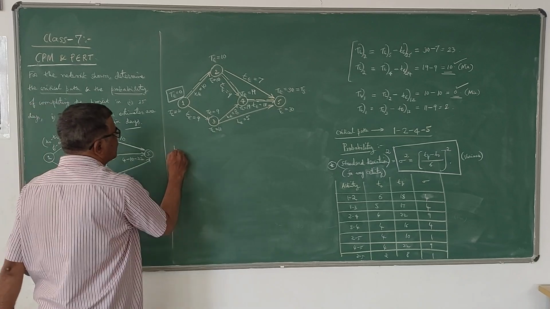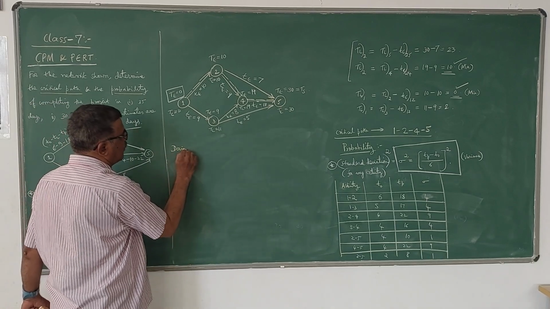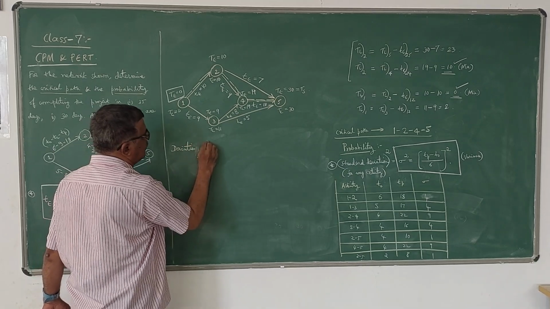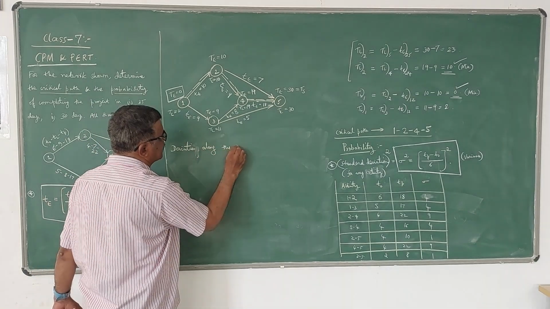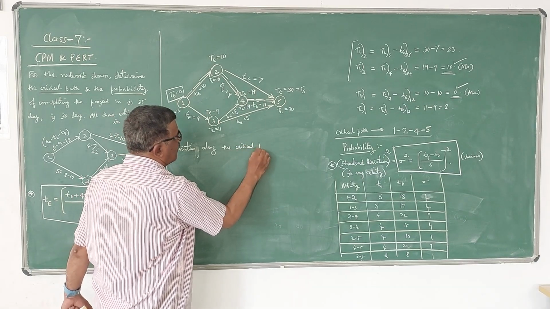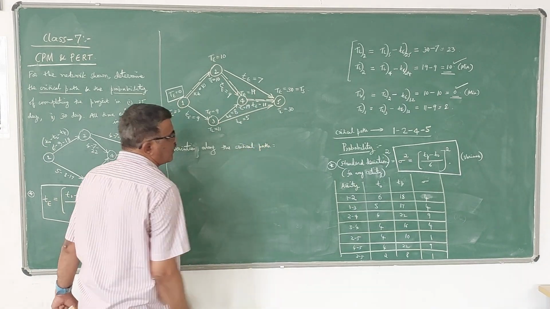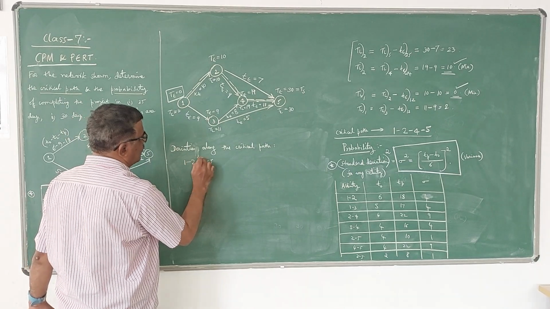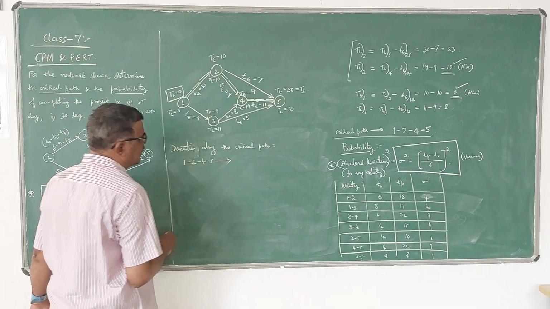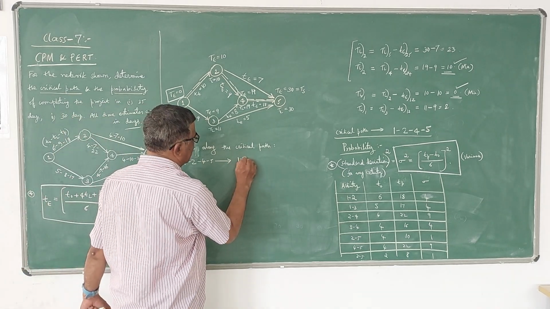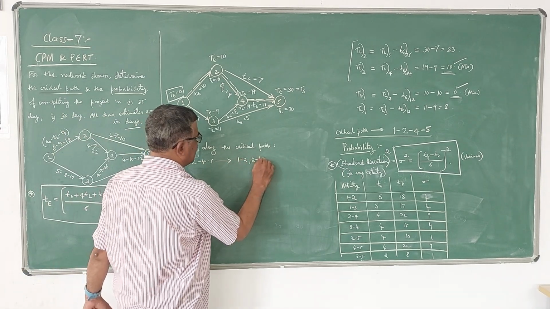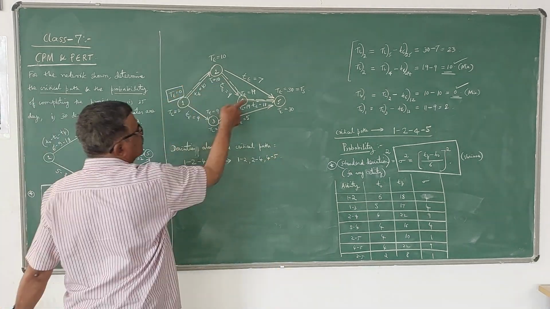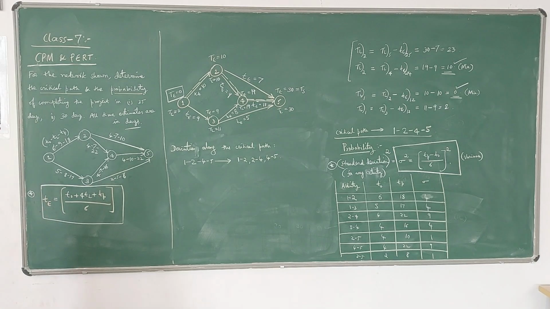Now we will write the deviation along the critical path. We know it is 1, 2, 4, 5. How many activities are included? 1-2 is included, 2-4 is there, then 4-5 is there. Correct? There are 3 activities in that.